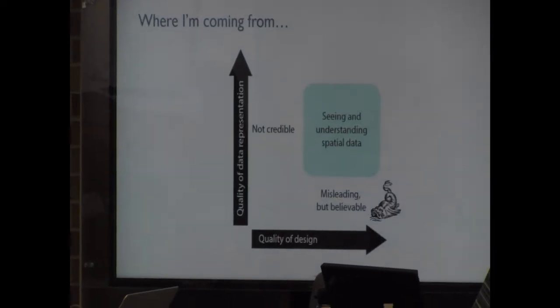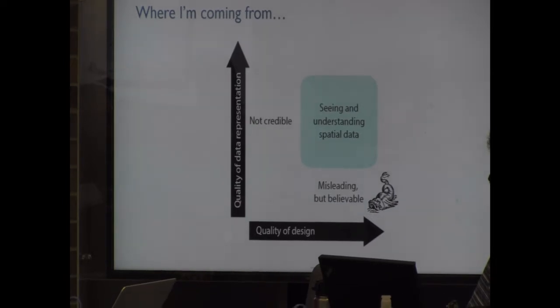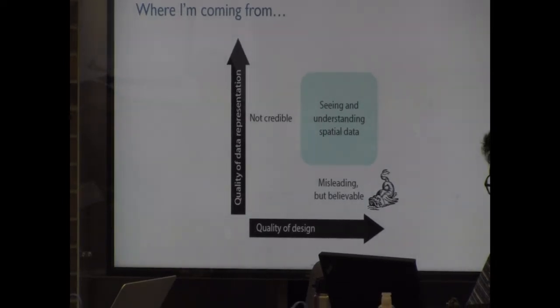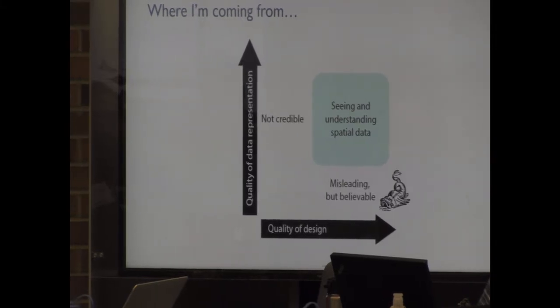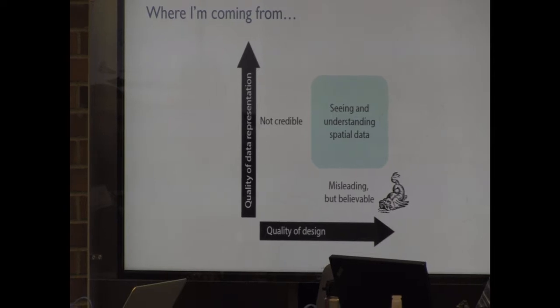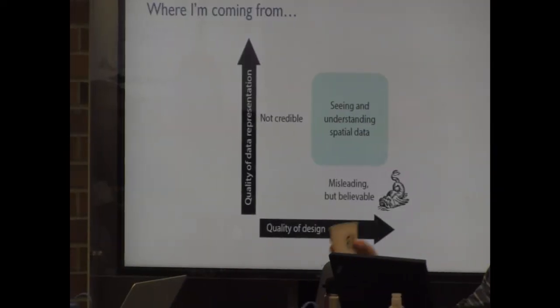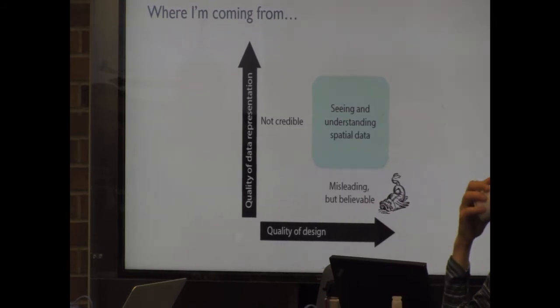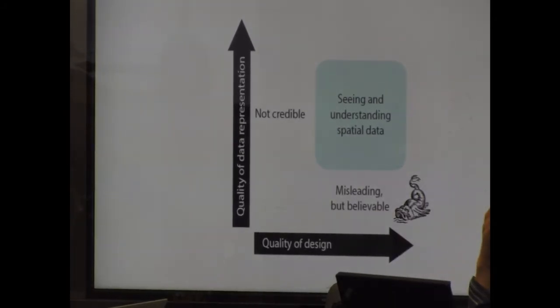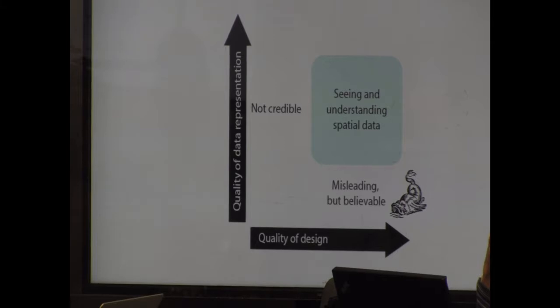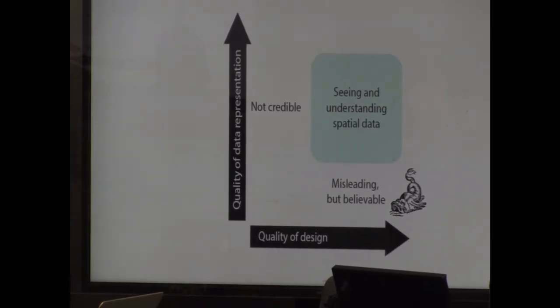Where I come from on this is, with any map you make, there are two axes that you need to be really, really careful with. One of them is what you've heard a lot about over the last few days, which is the quality of data representation. Are you using the right data set? Have you done the right analyses on it? Have you created the right nuggets of information to even put onto your map? Are you using the right level of measurement? All of the technical nuts and bolts that go into making a good spatial visualization.